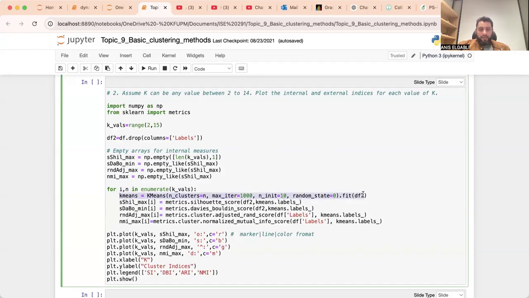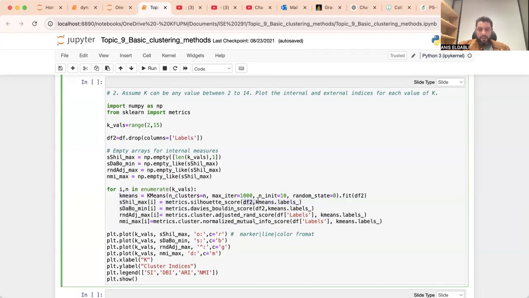Then we iterate over these different choices for the number of clusters, and we cluster based on that. In the first iteration, we assume the number of clusters is equal to 2, so we perform k-means assuming there are 2 clusters. Then we compute each one of these metrics. As you can see, the first two, SI and DBI, do not require the label. That's why the first input is the data and the second input is the labels returned from k-means, because when we do clustering, we return labels.